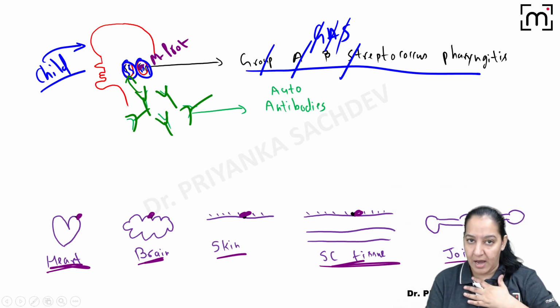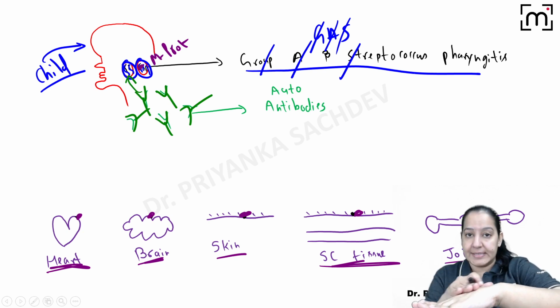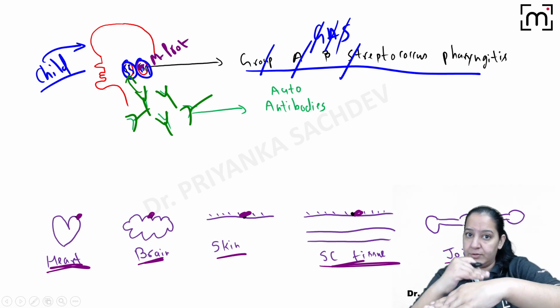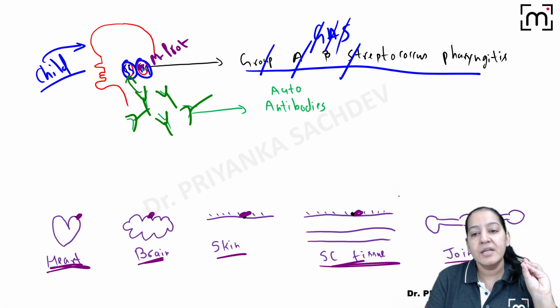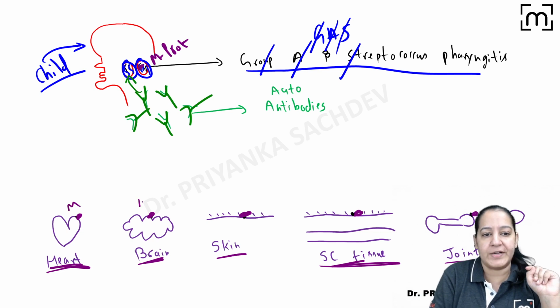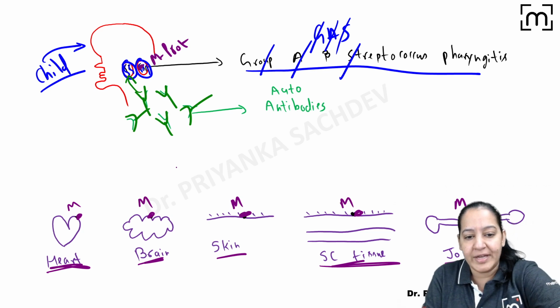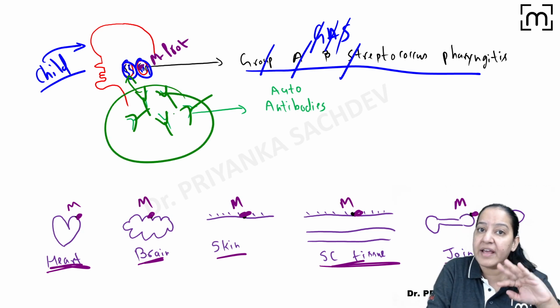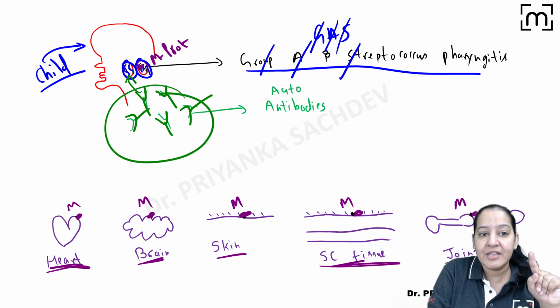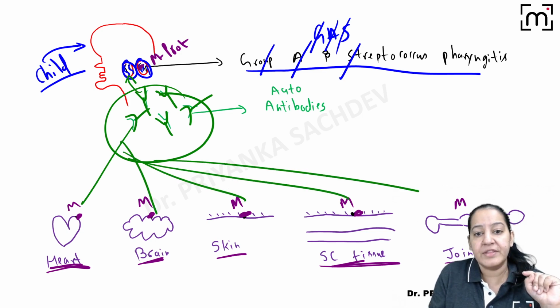I learned it like this. So it is heart, it is brain, it is skin, it is subcutaneous tissue below the skin, and below that we have joints. These 5 organs have the same M protein, right? The same antigen which the bacteria is having, right? So these antibodies which are actually formed against the bacteria, they will get confused. They will think this is also bacteria. You know, the antigen is same.